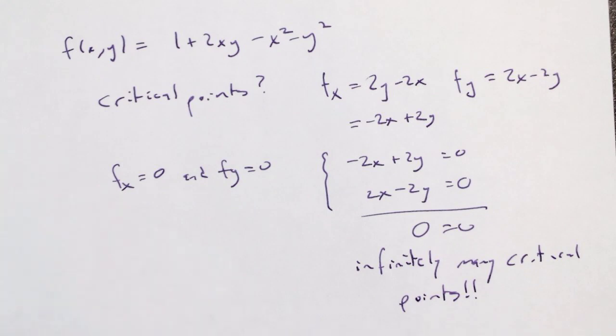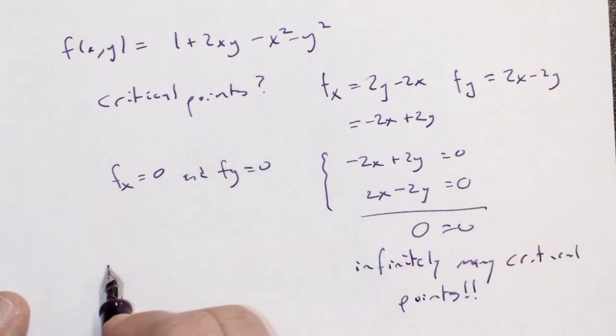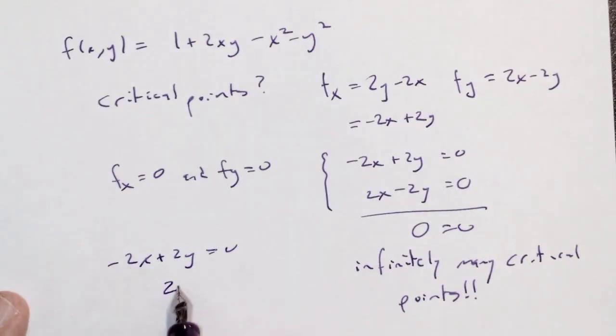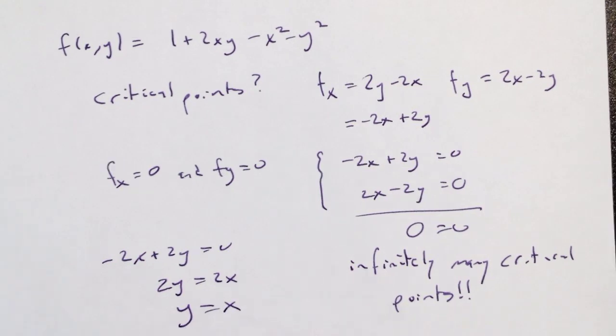As a matter of fact, if I think about minus 2x plus 2y equals 0, I can make that 2y equals 2x, or y equals x. The entire line y equals x. Every point on that line is a critical point.